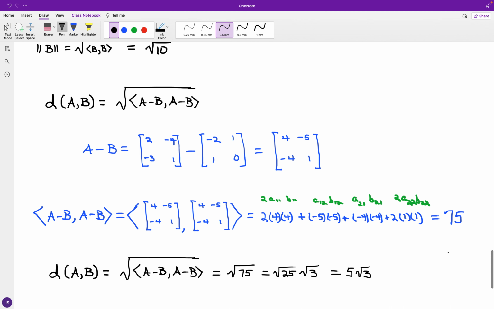And for the distance between A and B, that is going to be the square root of the attained inner product value of 75, and in reduced radical terms, that distance will come out to 5 times the square root of 3.